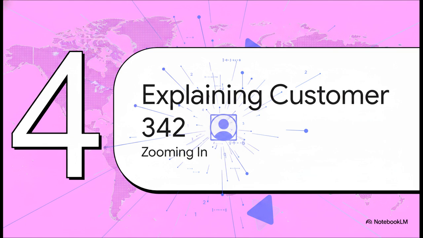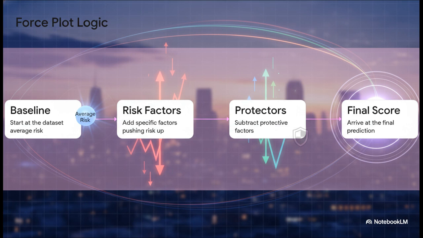Section 4. Explaining Customer 342. All right, let's zoom back in from that global view and apply this precise mathematical logic to interrogate the exact case of customer 342. We're going to use a force plot visualization, and we just follow 4 clear steps. Step 1, we start at a baseline prediction, basically the dataset's average risk. Step 2, we add the specific risk factors pushing the needle up for this individual. Step 3, we subtract the protective factors pulling it down. And step 4, we arrive at our final prediction.